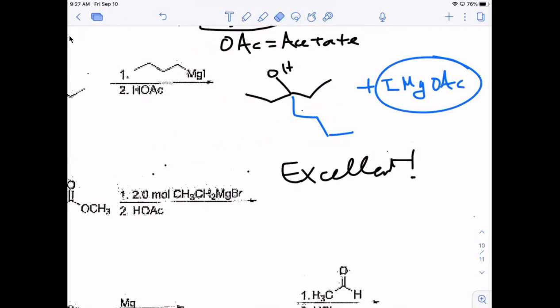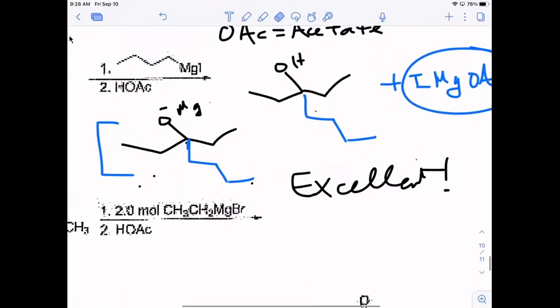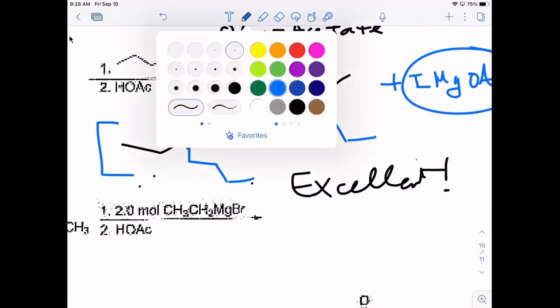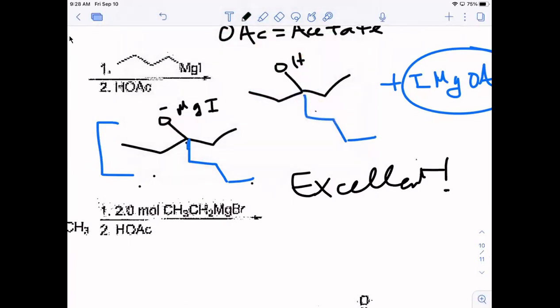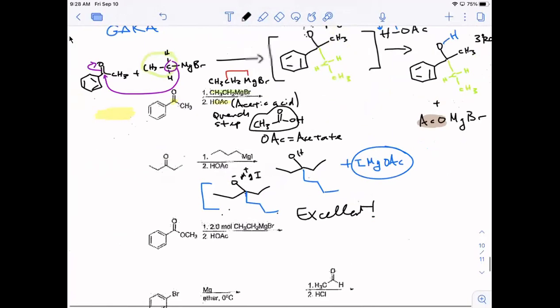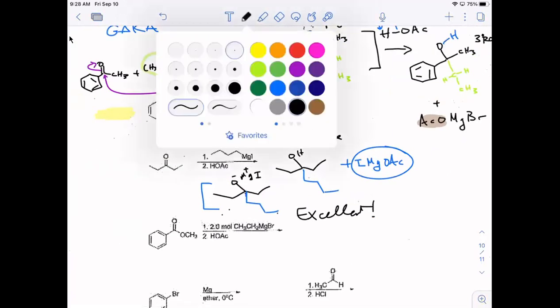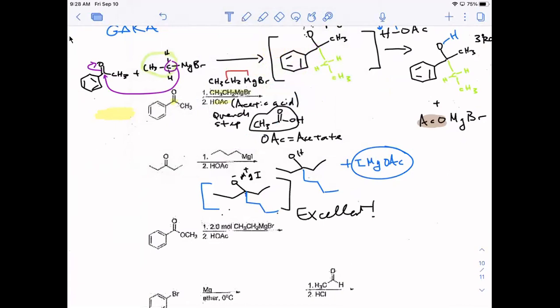Let me put your intermediate back down. This is the intermediate, and then this is the nucleophile that was added. All right, that's really good. Nice work. All right, let's go back up. Before we do, are there any questions? No.